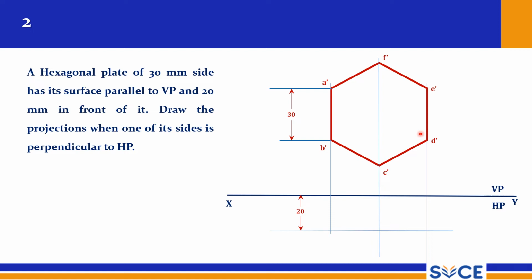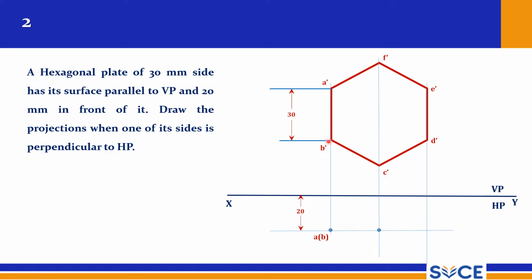So you can take some convenient distance. You can draw at some viewable distance, at some appropriate distance. It can be any arbitrary distance, so no need to worry about it. But when you draw the top view, it is clearly given 20 mm in front of it, so you have to draw only 20 mm. That 20 mm should be considered.